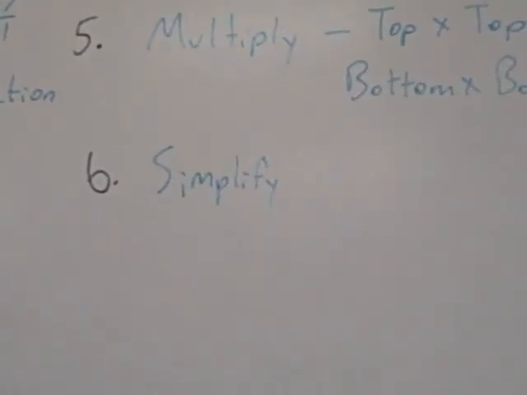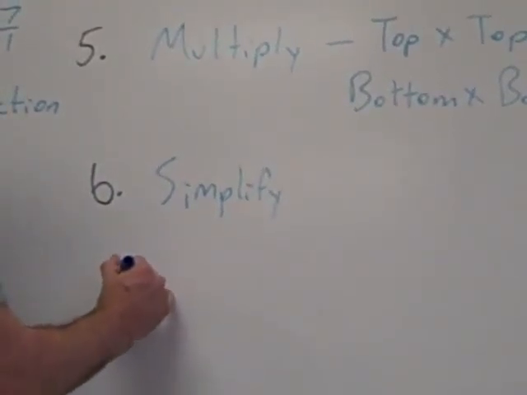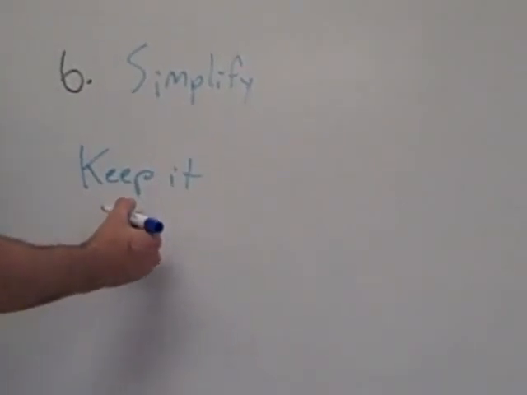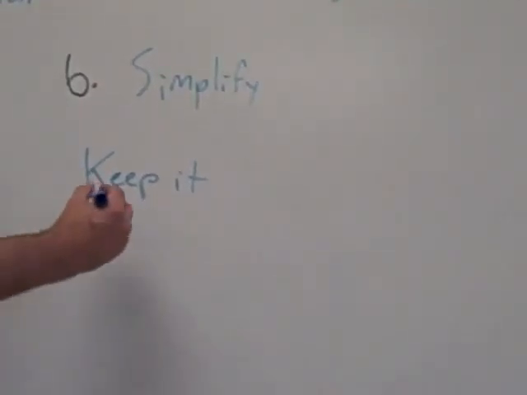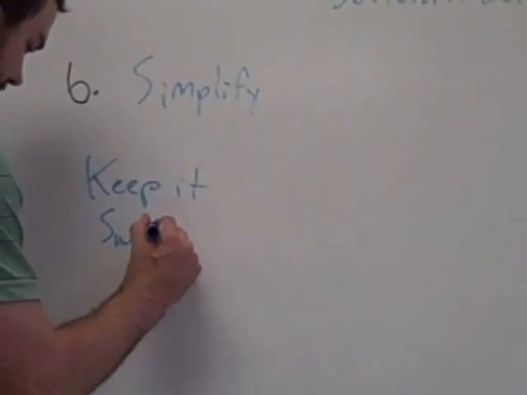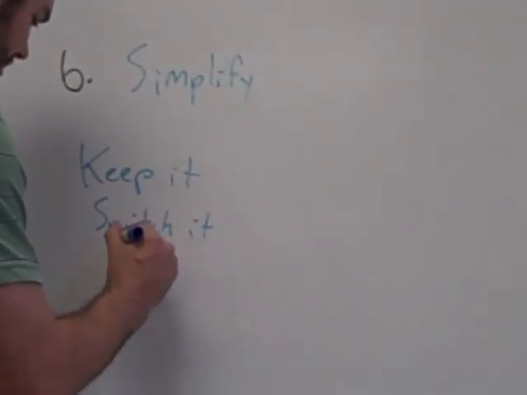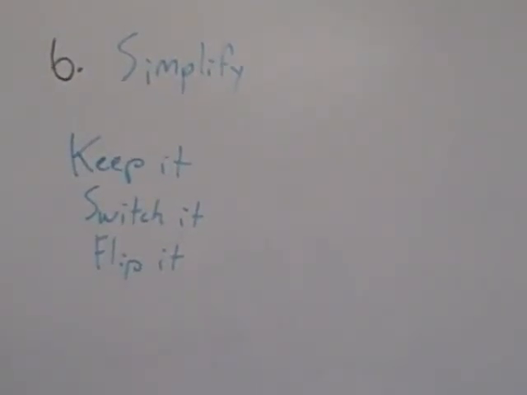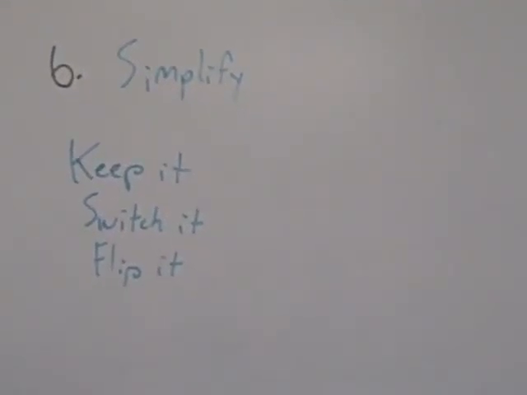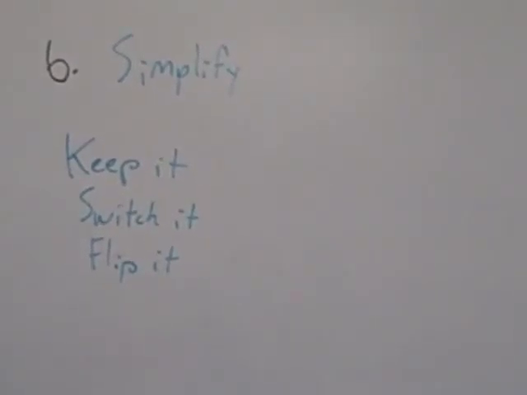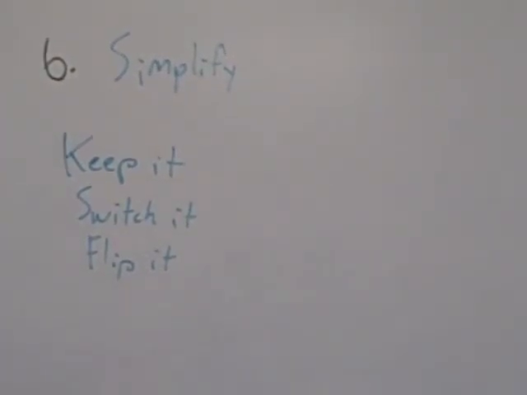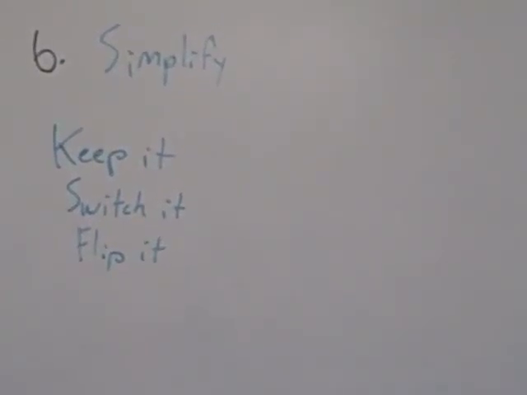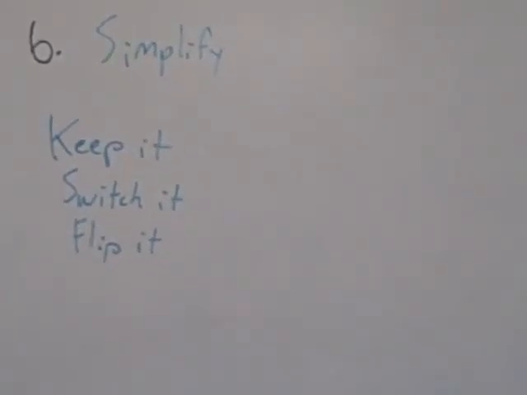The way we're going to remember it, and we stole this, me and Coach Jordan, from Miss Jones, is: keep it, switch it, and flip it. We're going to keep the first fraction. You're going to switch the symbol from divide to multiply, and then you're going to flip the last fraction. And from there, you just solve it. There you go. Keep it, switch it, flip it.